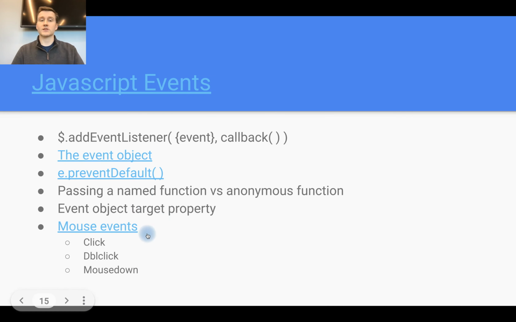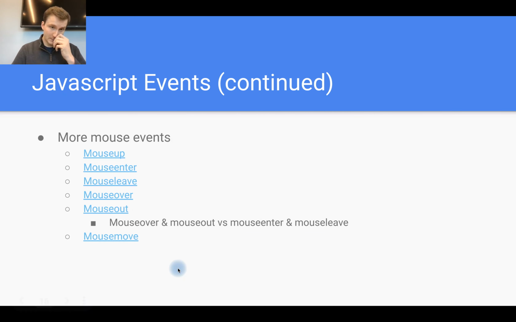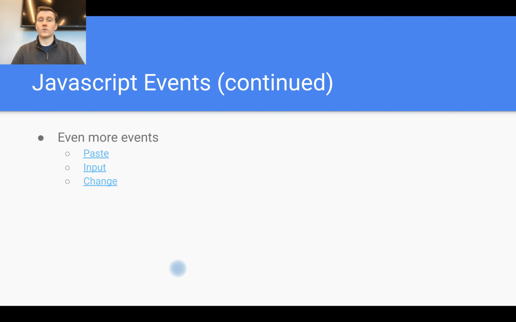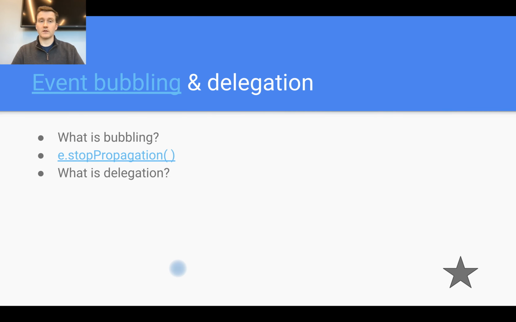And then we have things such as mouse events: onclick, double click, mouse down, mouse up, mouse enter, mouse leave, mouse over, mouse out, mouse move, right? Then we have a few more events here, right? We got submit, key down, key up, key press, focus, blur, and cut. You can also capture things such as pasting an input, cutting an input, and modifying the input. So stopPropagation will stop the event from bubbling up.